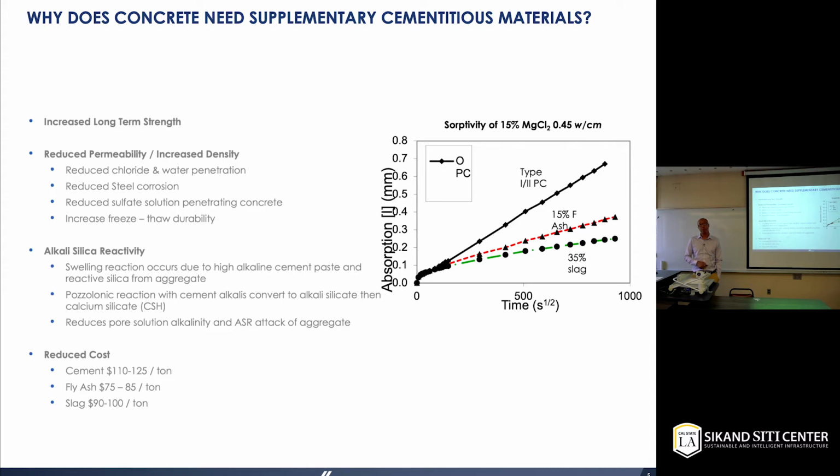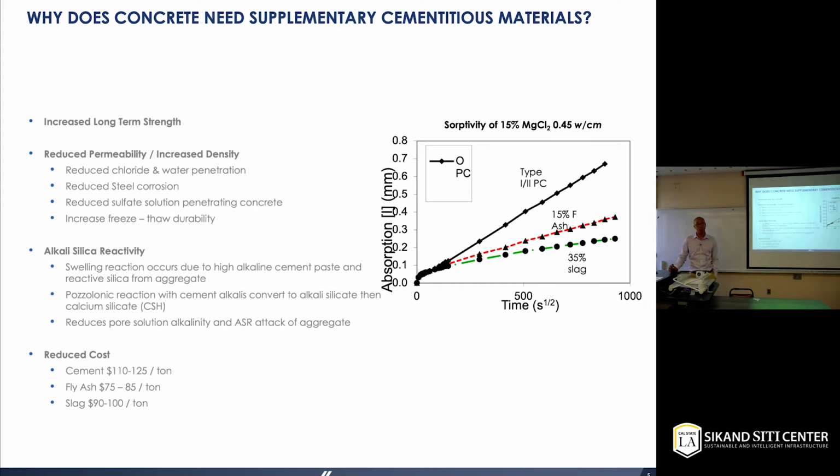So if we add supplementary material in there, it's going to react with the alkali in the cement paste and form more good stuff, CSH, during the hydration process. So it's going to significantly help you mitigate the ASR, the alkali-silica reactivity.